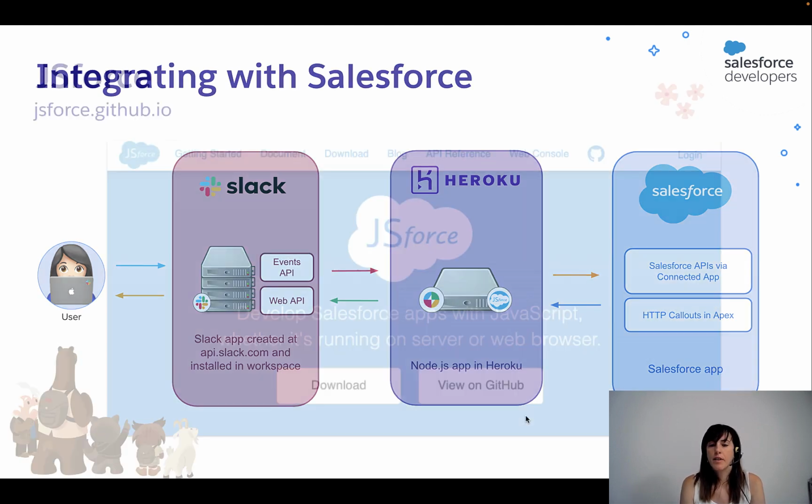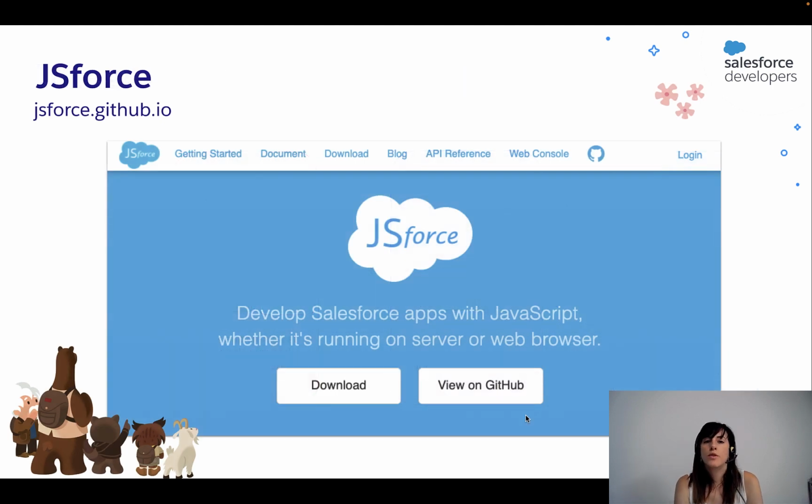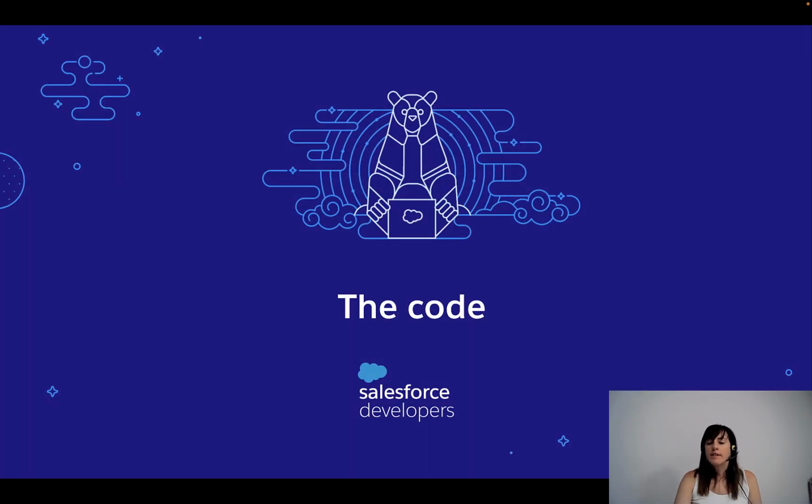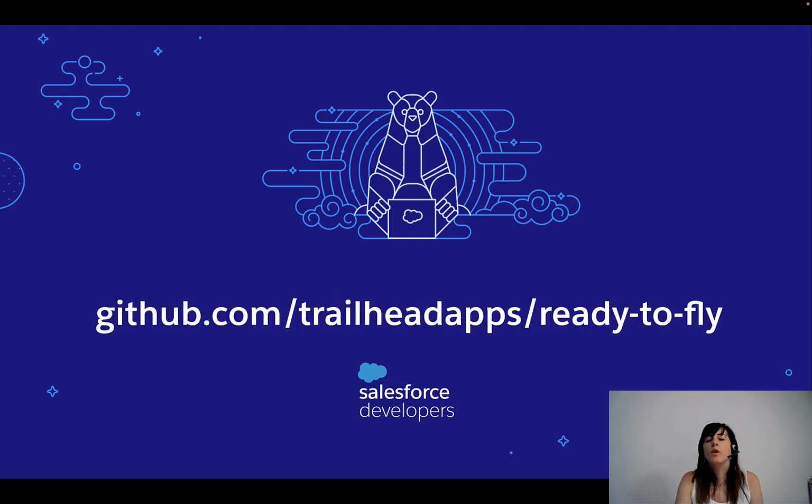So JSForce, I'm sure that you are familiar with it, but in case you are not, this is the web page in which you can download it. It's a JavaScript polymorphic, no, sorry, isomorphic library that works both in the browser and in the server. Great. So enough with the slides, right? Let's take a look at the code.